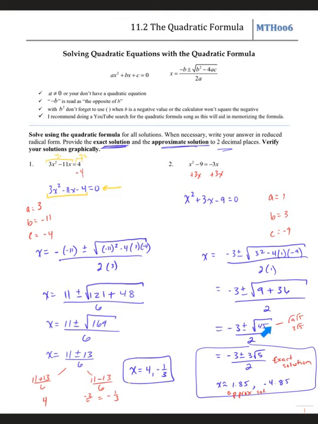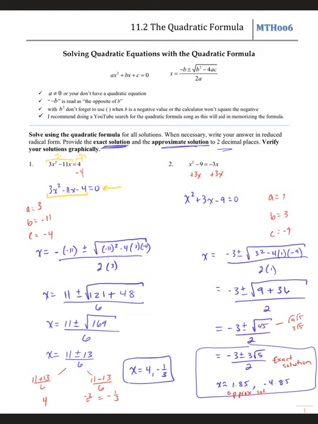I know the square root of 45 is the same as 3 root 5, so I substitute that in. This would be the exact solution right here, and it is as reduced as possible. And then once you calculate this, so you do negative 3 plus 3 root 5 divided by 2, and negative 3 minus 3 root 5 divided by 2, you get these decimals here.